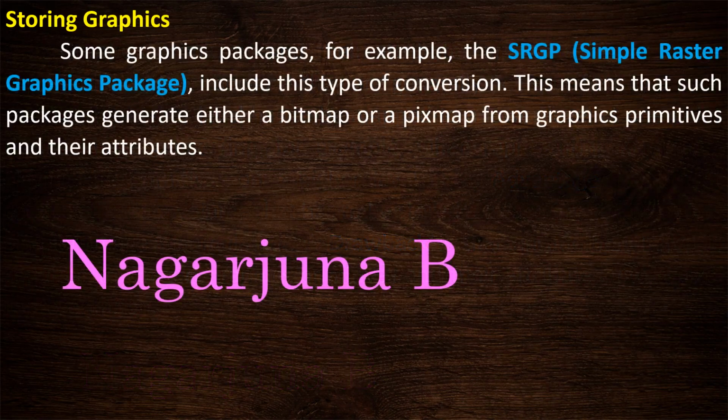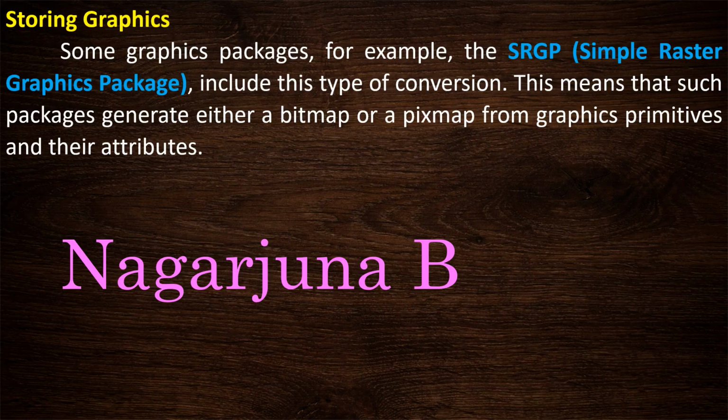Some graphics packages, for example SRGP, the simple raster graphics package, include this type of conversion. That is, it converts graphics primitives and their attributes, which are in a higher level image representation, into a lower level image representation, that is, into a pixel matrix.